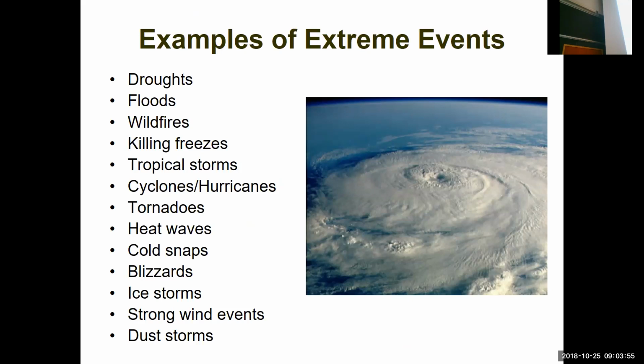So let's think about examples of extreme events that we're probably all familiar with, but maybe not so much. The kinds of things that are going to be important globally as a consequence of climate change are droughts and floods. So ramping up that water cycle is going to mean some places are going to get a whole lot wetter. Other places are going to get drier. It's going to be very location specific. But these are two of the primary outcomes of extreme events that will be a consequence of climate change.